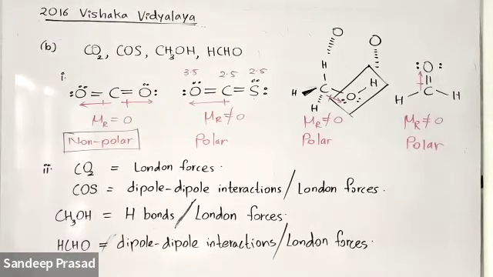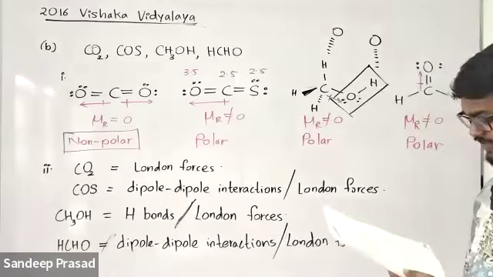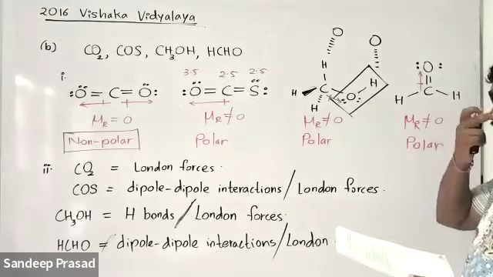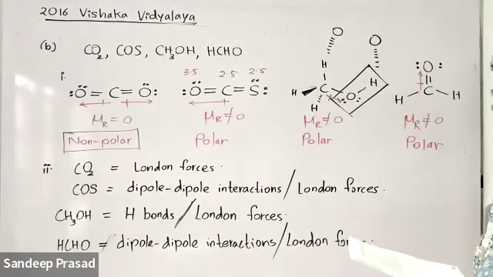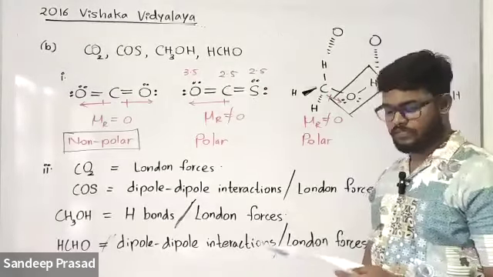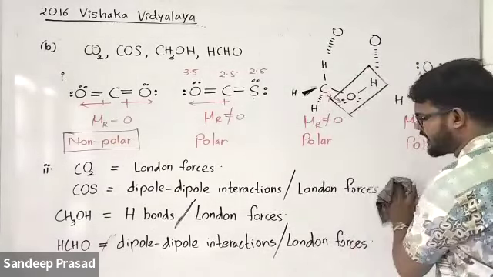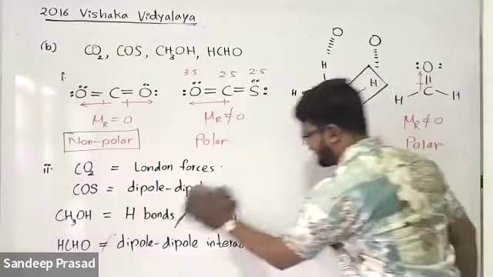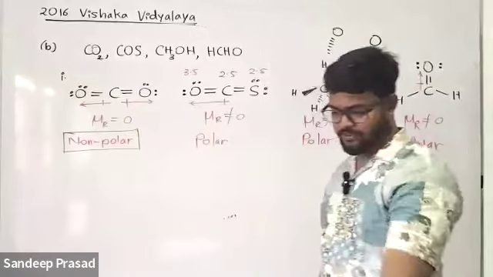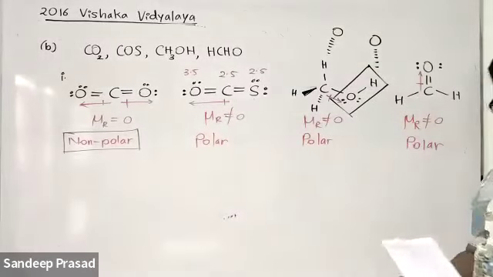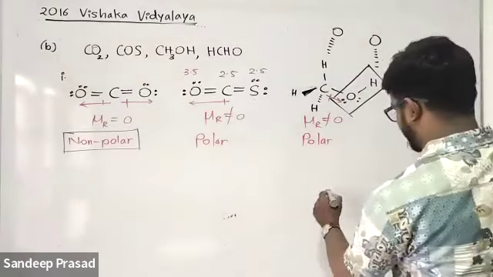Okay, are we done? Next one, arrange the molecules in ascending order of their boiling points. Now, we have to arrange these four molecules in the ascending order of their boiling points. Can you tell me which one has the highest boiling point and what is the reason? Which one has the highest boiling point among these four molecules? Anyone? Yes, very good. The answer is methanol.